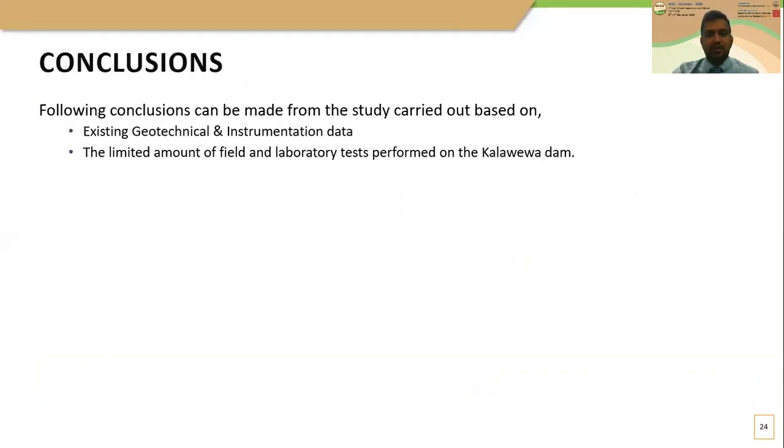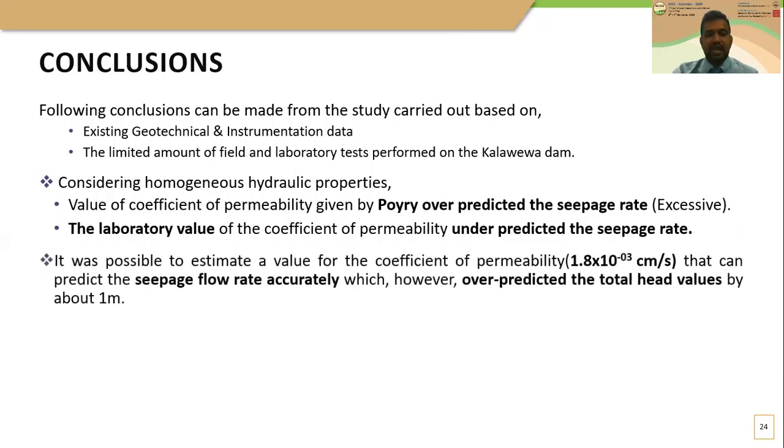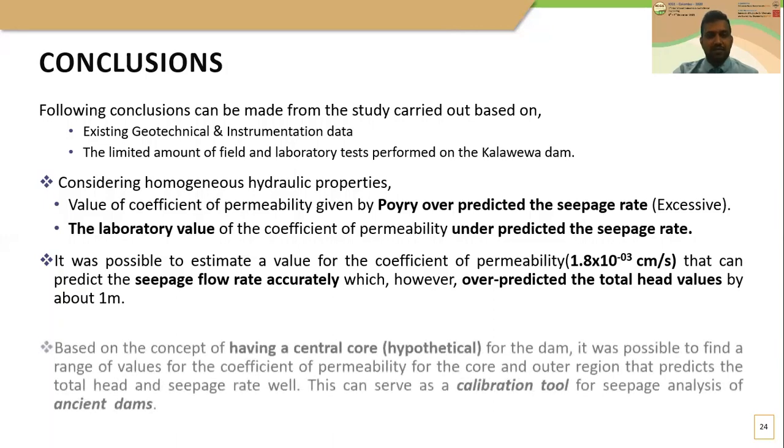The following conclusions can be made from the study. Considering the homogeneous hydraulic properties, the K value given by Poirot overpredicted the seepage rate excessively, but the laboratory K value underpredicted the seepage rate. A K value of 1.8 × 10^-3 centimeters per second predicts the seepage flow rate accurately, but overpredicted the total head values by about 1 meter. Using the concept of a hypothetical low permeable core, the seepage total head and the seepage rate are predicted well. So this can serve as a calibration tool for seepage analysis of ancient dams.